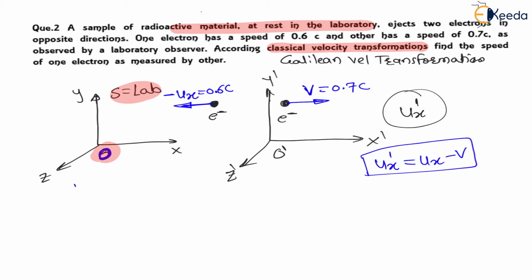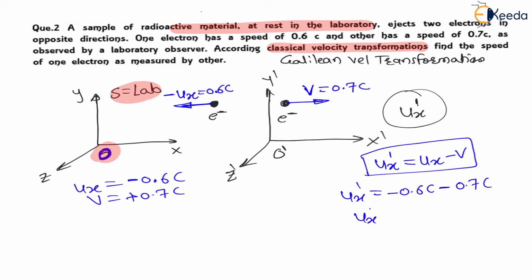Now what is ux? This ux is moving towards left, meaning it is a negative velocity. Ux is minus 0.6 c, and v is moving towards right, and right side is positive velocity, plus 0.7 c. Therefore ux dash is equal to minus 0.6 c minus 0.7 c. Therefore ux dash will be equal to minus 1.3 c.